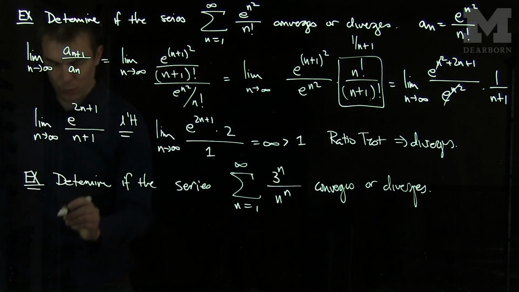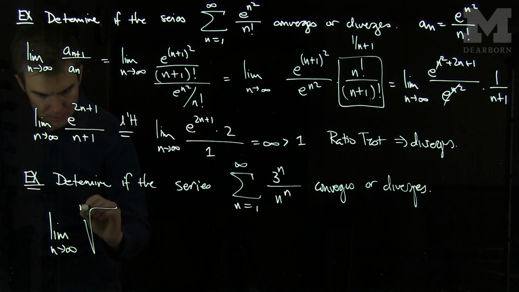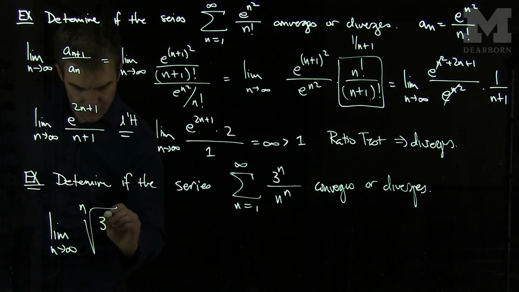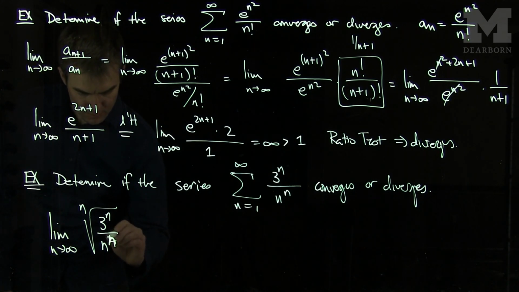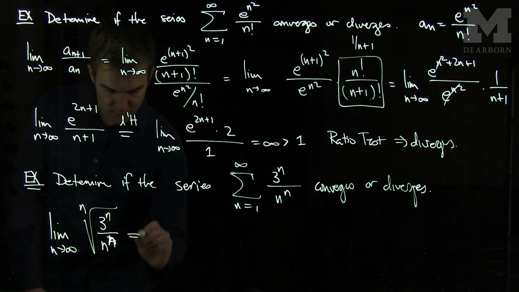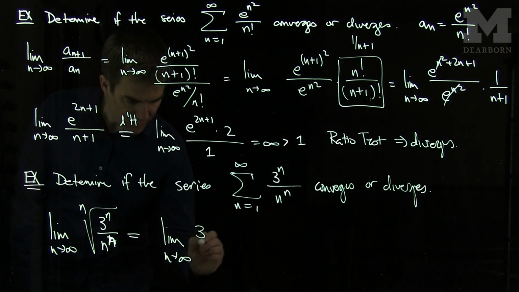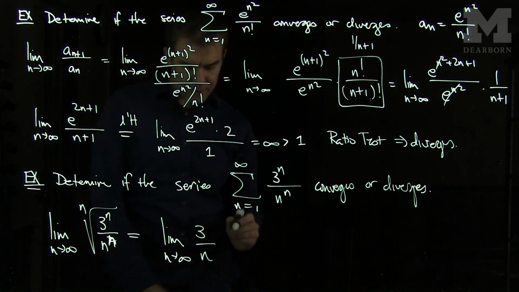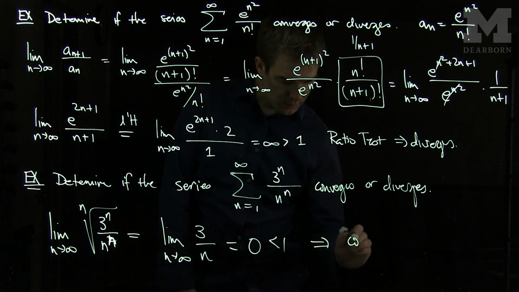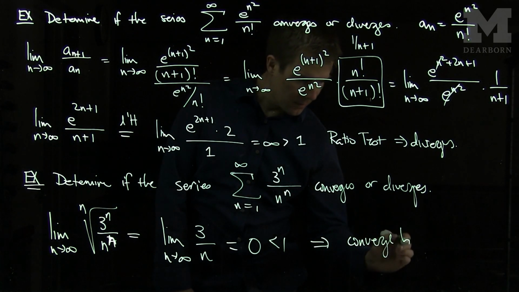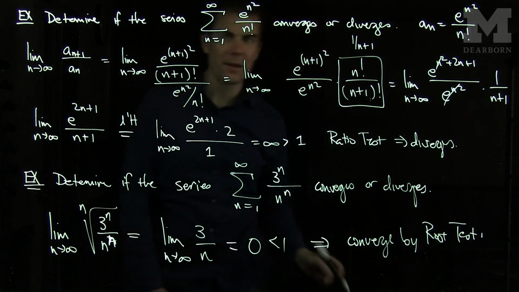Well, by the root test, what we'll do is we'll take the nth root of the terms in our sequence, which are 3 to the n over n to the n. And so we see the n will cancel out over here, and so this will just be the limit as n approaches infinity of 3 over n. And this converges to 0, and since 0 is less than 1, we see that this series will converge by the root test. Thank you very much.